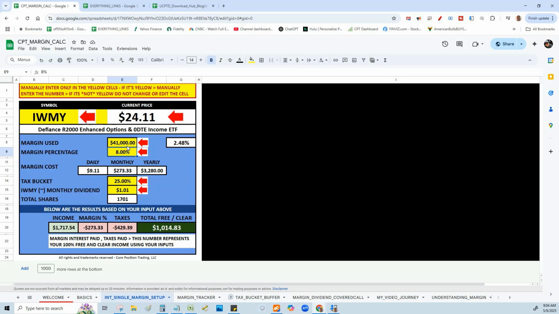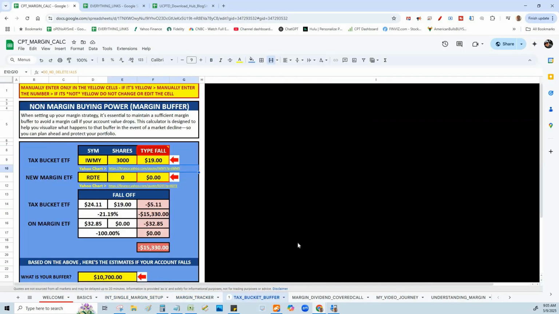In this scenario you see on screen, $1,014 free and clear cash flow. So I want you to use the margin calculator. Inside the margin calculator is the initial trade setup, the margin tracker, the margin tax bucket, and what I call the worst case scenario tab.